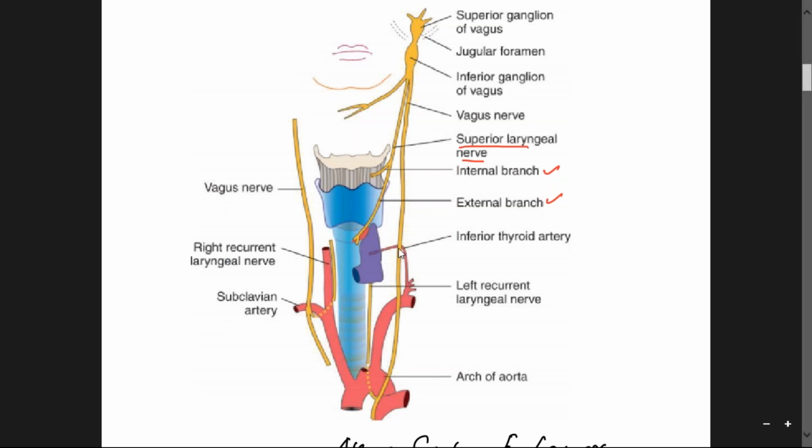Recurrent laryngeal provides the motor supply to all of the internal portion of the larynx except the cricothyroid, and the other function of the recurrent laryngeal is sensation below the vocal cords. So the recurrent laryngeal has a dual supply. One, it provides the motor supply to all the muscles of the larynx except the cricothyroid. Second, it gives sensation below the vocal cords, whereas above the vocal cords the sensation is given by the internal branch of the superior laryngeal nerve, and the external branch of the superior laryngeal nerve gives the motor supply to the cricothyroid muscle.